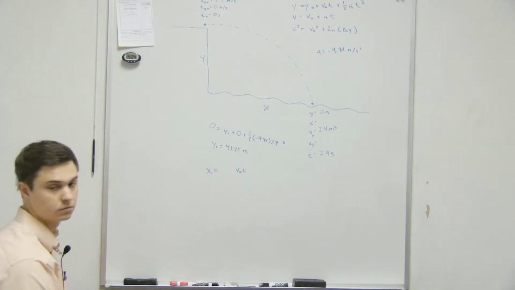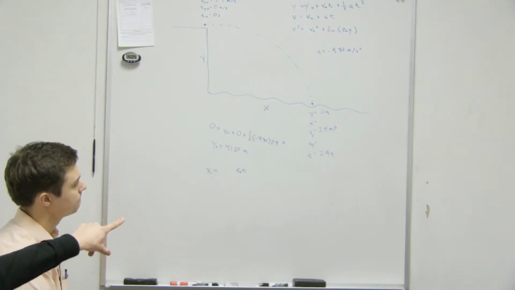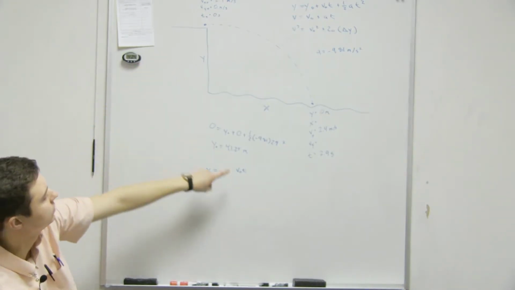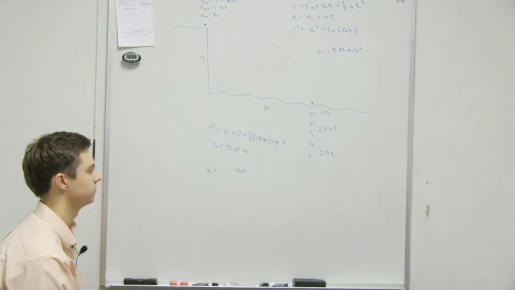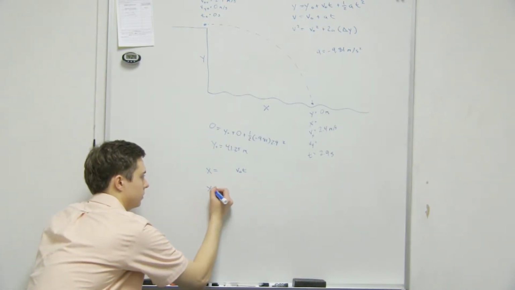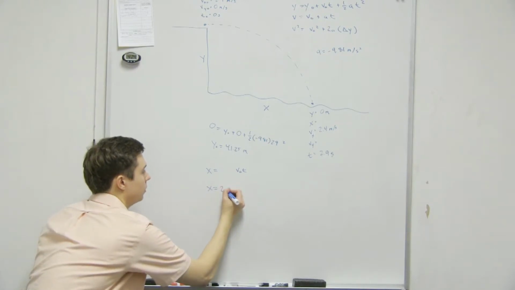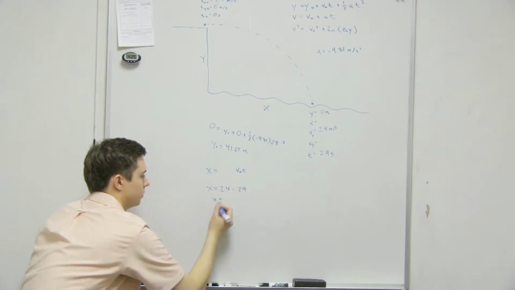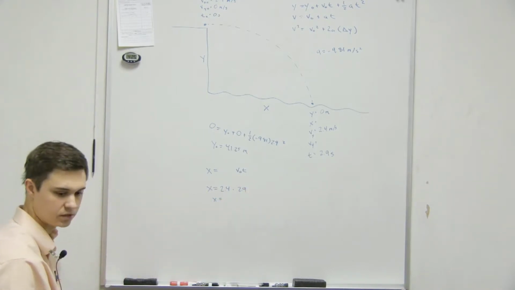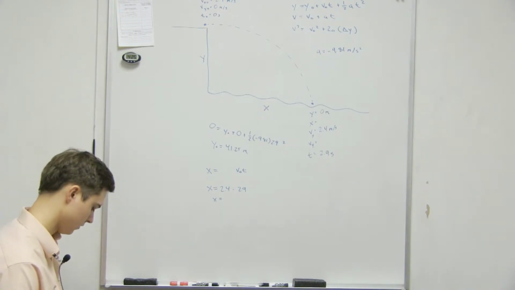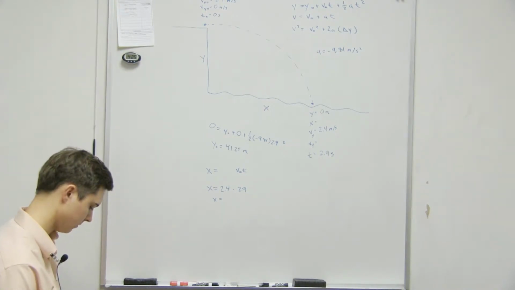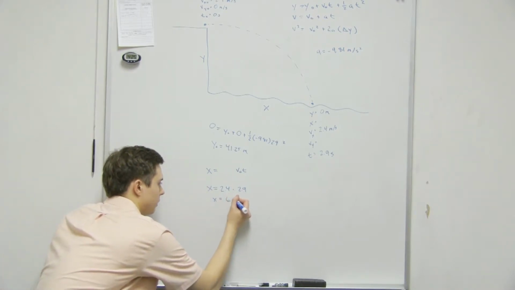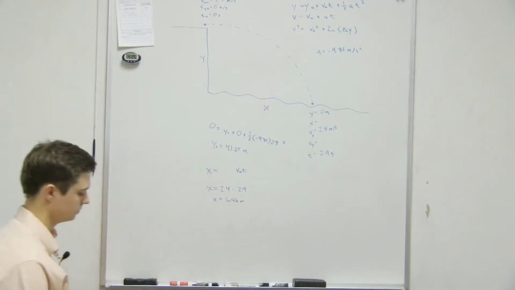Say that again, which one would we do? The 2.95? So we do V naught in the x direction, which is 2.4 meters per second, times time, 2.9 seconds. So what does that give us? 2.4 times 2.9, just under 7. 6.96 meters.